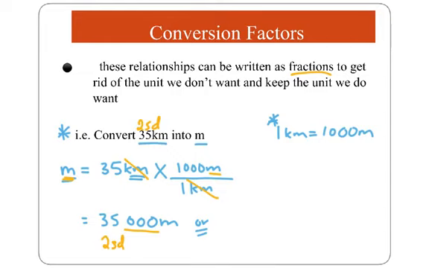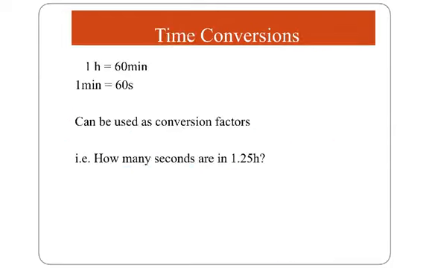So the other option is you can put it into scientific notation so you don't have to worry about the zeros at all. So we could call this 3.5 times 10 to the 4 meters. And that's also an acceptable answer because it's also showing me the 2 significant digits that I started with.